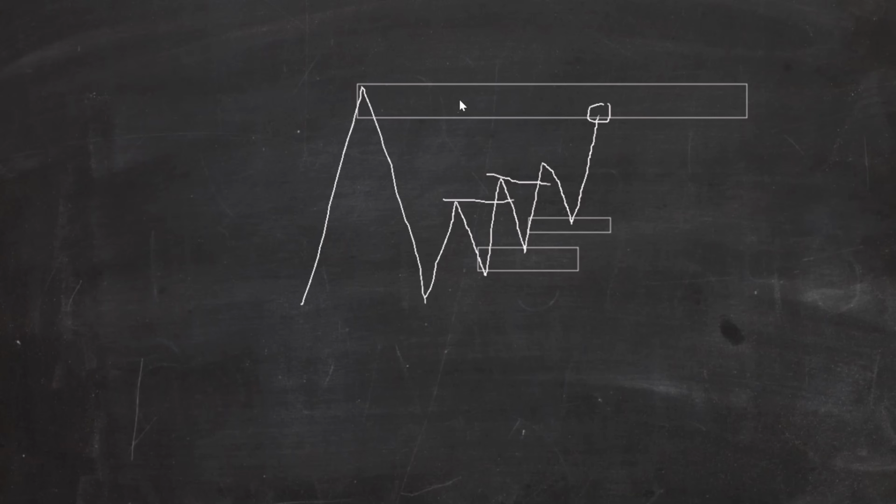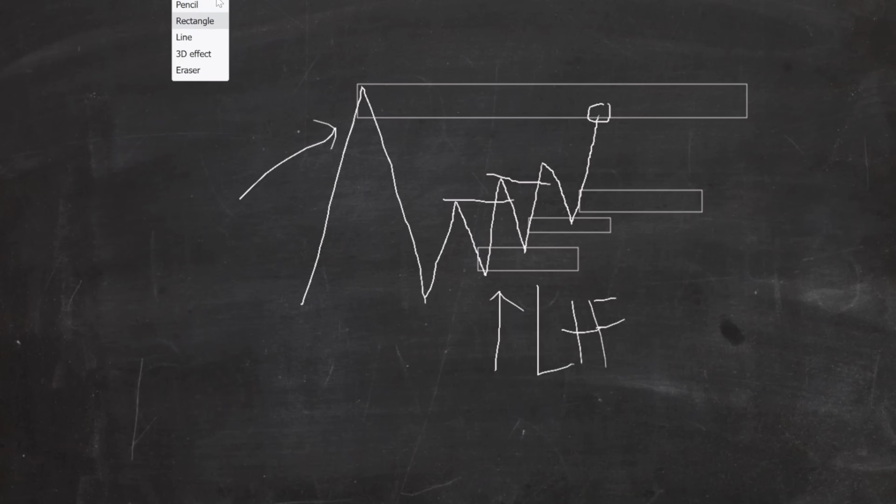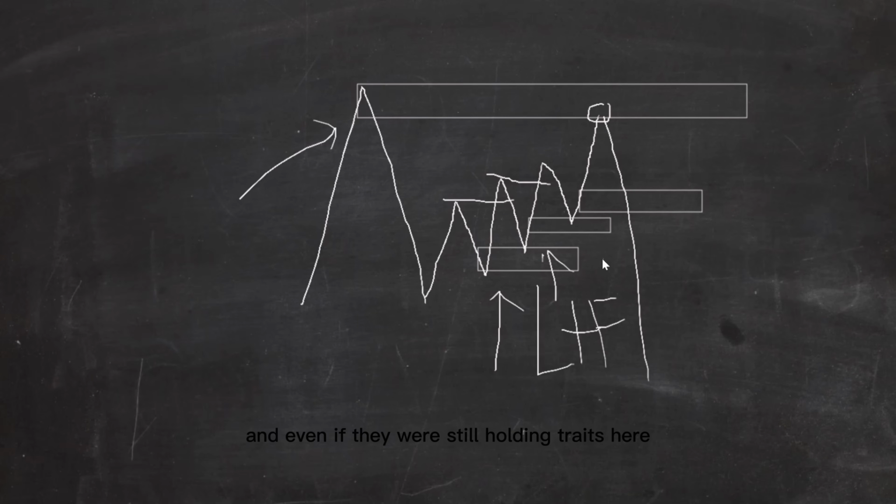So let's say certain traders don't notice this point of interest and they're just focusing on the complex pullbacks, which is the lower time frames. They're focused on the lower time frames instead of the higher time frame structure of the market. So what they would do is they would anticipate another discount order block reversal here just for price to break it. And even if they were still holding trades here or holding trades here, it will take them all out. And that's because they fail to acknowledge the main point of interest.